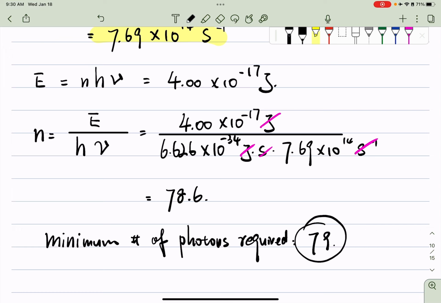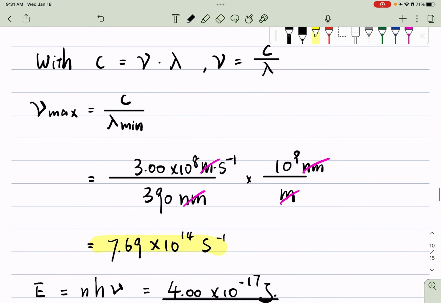Yes. In the calculation above, where we are looking for the maximum frequency, I think if you go up a little bit more, yeah. Where did you get the 10 to the 9th on the right side? Oh, that just says for 1 meter, you have 10 to the 9th nanometer. That's just converting nanometer to meters.